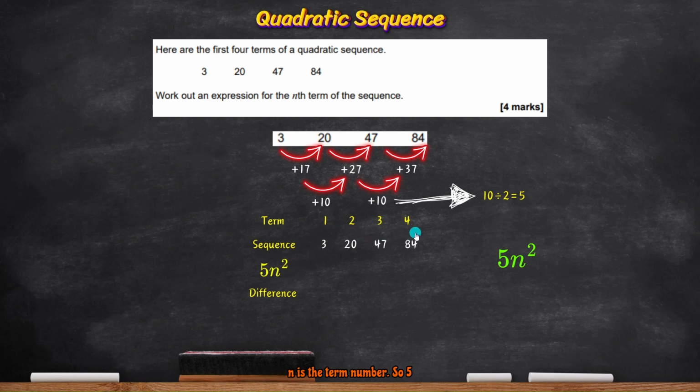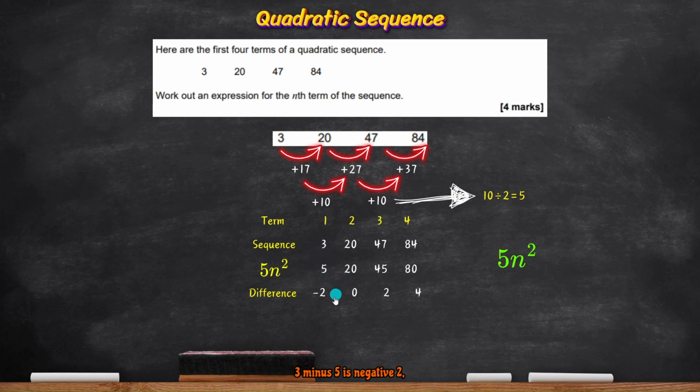n is the term number. So 5 multiplied by 1 squared is 5. 5 multiplied by 2 squared is 20. 5 multiplied by 3 squared is 45. And 5 multiplied by 4 squared is 80. Now we're going to find the difference. The difference is the difference between the sequence and 5n squared.